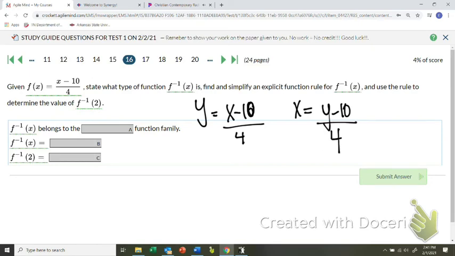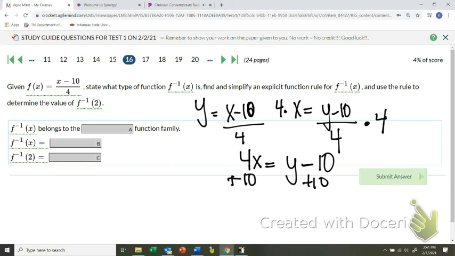All right, so I'm finding the inverse. The first thing I want to do is swap them. How do I get rid of that 4? Multiply. So 4x equals y minus 10. What do I want to do next? Add the 10. What is the 4x plus 10? 4x plus 10 equals y.